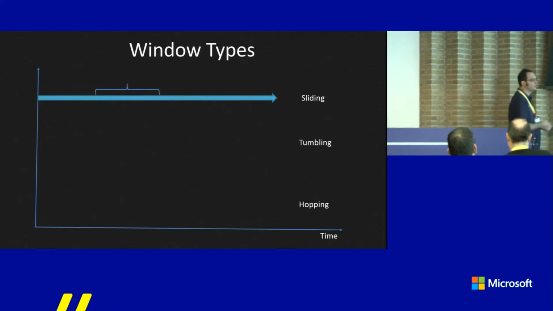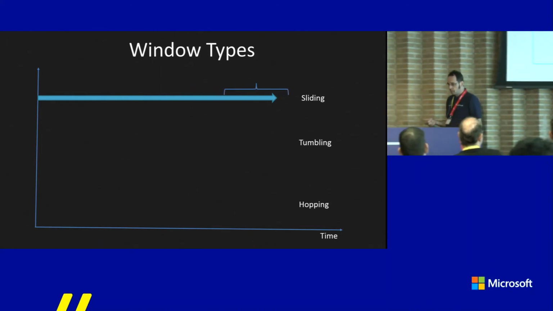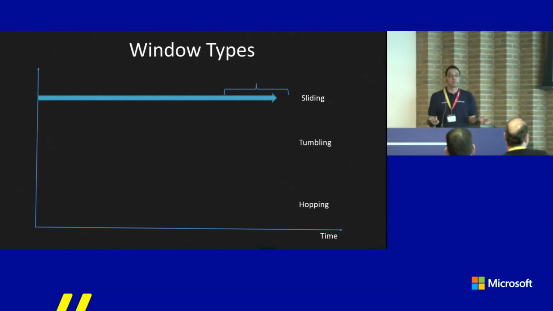basically runs like this. It doesn't have a definite beginning, it doesn't have a definite end. But what it's saying is that if at any time, any 10-second period, the average speed was greater than 100 kilometers an hour, then it's going to trigger an output event.